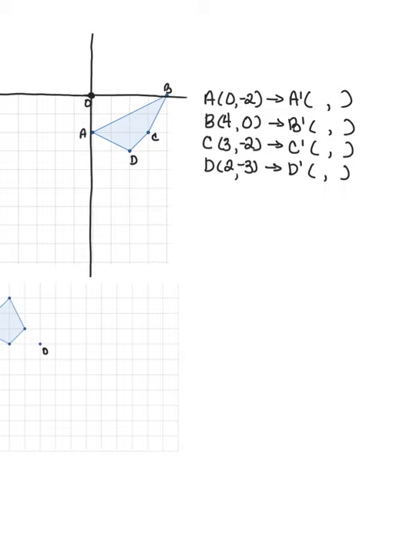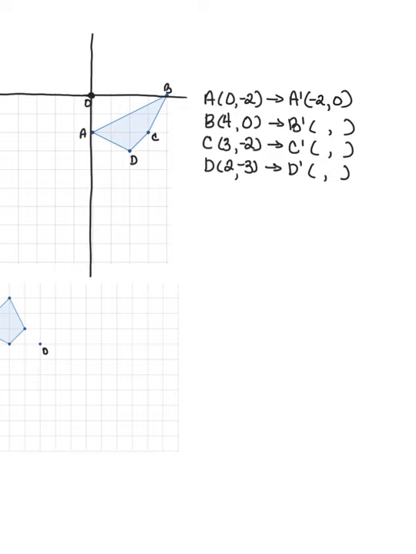I know the rule when I rotate around the origin 90 degrees clockwise. That rule states that I need to first switch the values of my X and Y coordinates. So if I switch them, my new X would be -2 and my new Y coordinate would be 0. But then there's a second step. You have to take the opposite number for the Y coordinate. The opposite of 0 is 0, so that's fine. I'm okay with that.